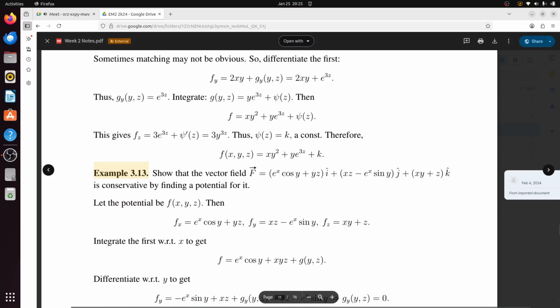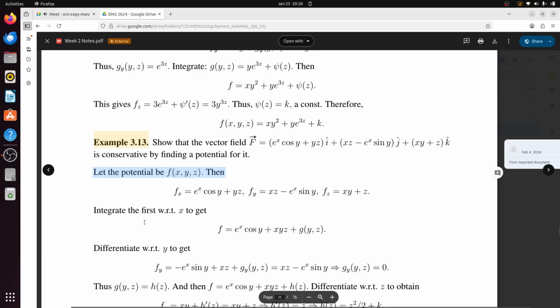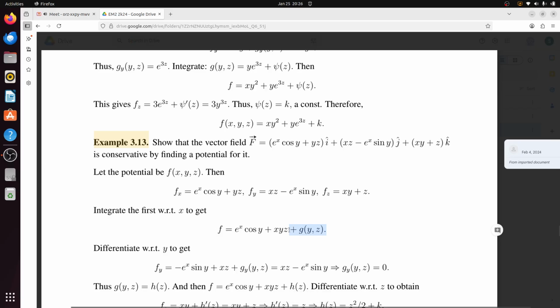चलो कोई बात नहीं। तो consider let f(x,y,z) be the potential, then f_x = e^x cos y + yz, f_y = xz − e^x sin y, f_z = xy + z. So you integrate the first with respect to x to get f = e^x cos y + xyz plus a g(y,z) आएगा क्योंकि आप x के रेस्पेक्ट में इंटीग्रेट कर रहे हो, तो apart from a constant you will get a function.